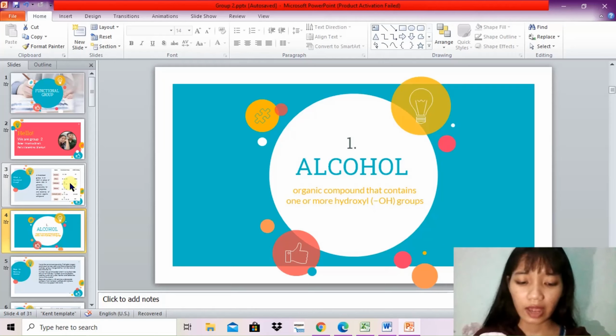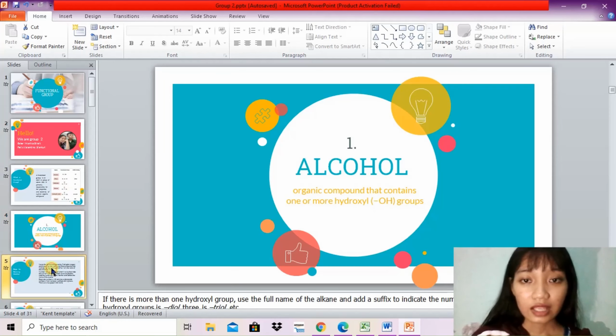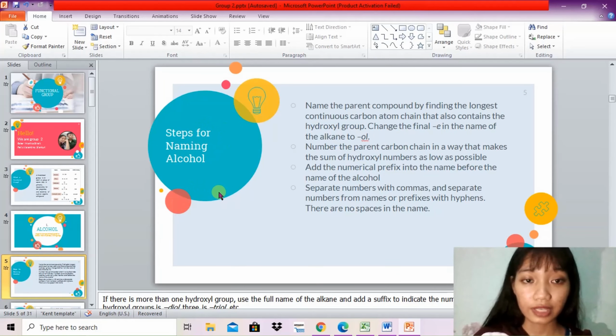Although all alcohols have one or more hydroxyl or OH functional groups, they do not behave like bases such as potassium hydroxide and sodium hydroxide. Sodium hydroxide and potassium hydroxide are ionic compounds that contain OH ions. Alcohols are covalent molecules. The OH group in an alcohol molecule is attached to a carbon atom by a covalent bond. So these are the steps for naming alcohol.